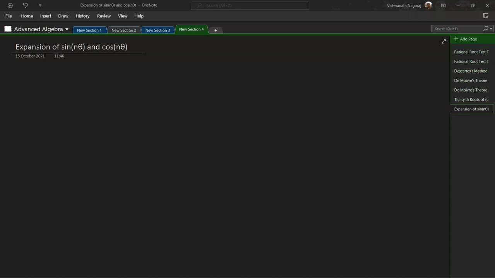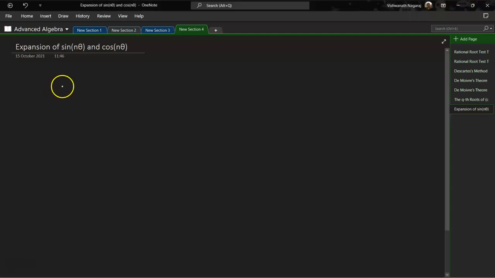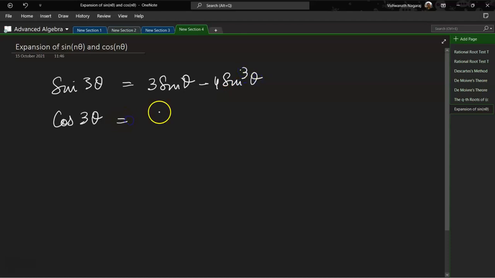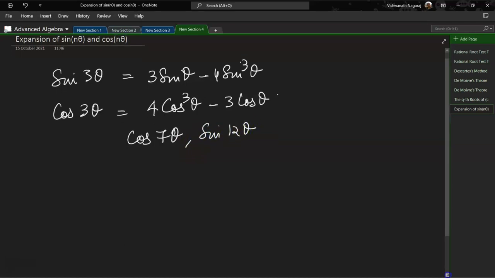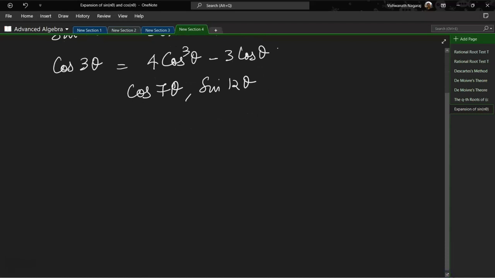Now, there are situations where we want to know sine 3 theta or cos 3 theta. We know sin 3 theta is equal to 3 sine theta minus 4 sine cube theta, and cos 3 theta is equal to 4 cos cube theta minus 3 cos theta. But what happens if we have to figure out cos 7 theta or sine 12 theta? Then what do we do? So let's look at some way by which we can arrive at a formulaic way of figuring this out.